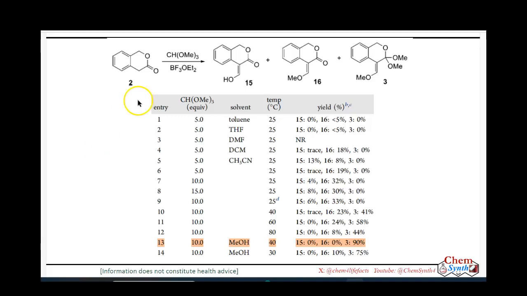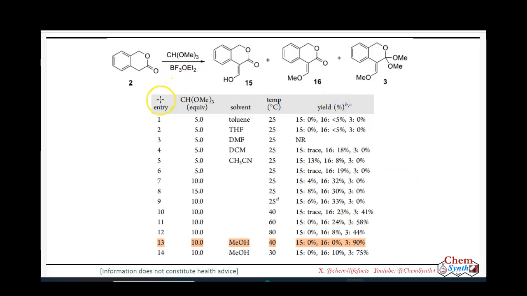You can see in the first step, the best result they got was when they used 10 equivalents of trimethyl orthoformate in methanol solvent at 40 degrees Celsius. At that time they got the desired product in 90% yield. Other byproducts were forming when they used different conditions, like fewer equivalents of this reagent or different solvents like DCM, DMF, THF, or acetonitrile.